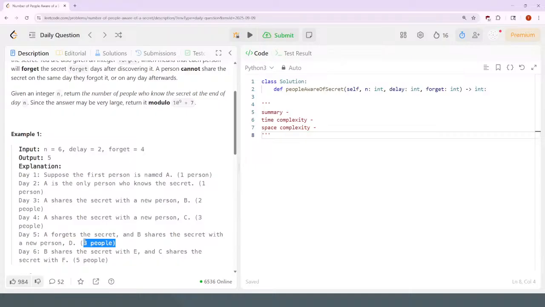And then day 5, how many people have forgotten it? So the day 2 person has already forgotten it. B shares the secret with E. C shares the secret with F. So A, B, and C are still remaining. Oh, okay.